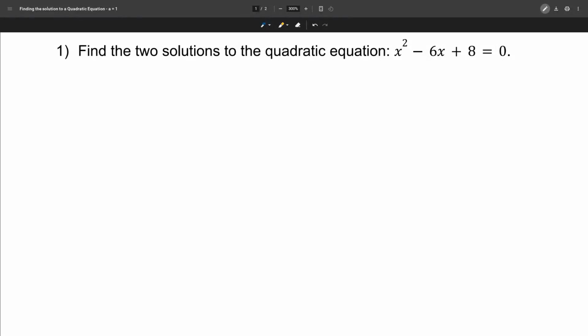In this video, we're going to find solutions to quadratic equations where a equals 1. Let's take a look at the first problem here. It says find the two solutions to the quadratic equation x squared minus 6x plus 8 equals 0. Now we always have to have one side equal to 0 when we do this. What we're going to do is find the factors, and then we'll set each of the factors equal to 0 to solve for our two solutions of x.